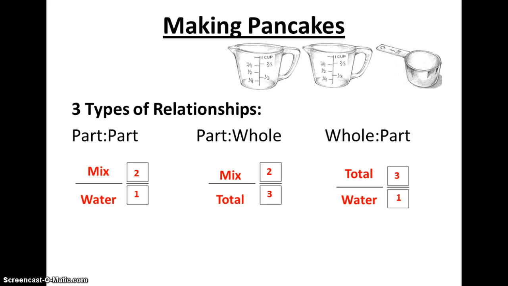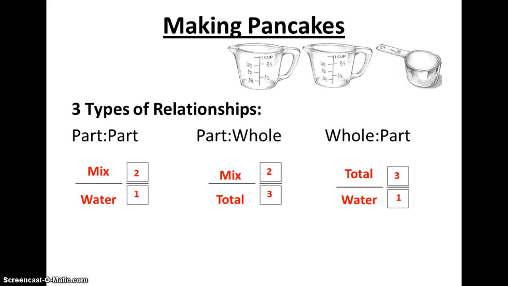Our final type of ratio would be a whole-to-part relationship. Again, in this case, our whole would be the total amount of ingredients, so that number goes first since that's the first thing that was asked in the ratio. And that's 3 total ingredients compared to our part, which is the water, and that's 1 cup. So we would have a 3 to 1 relationship or ratio.